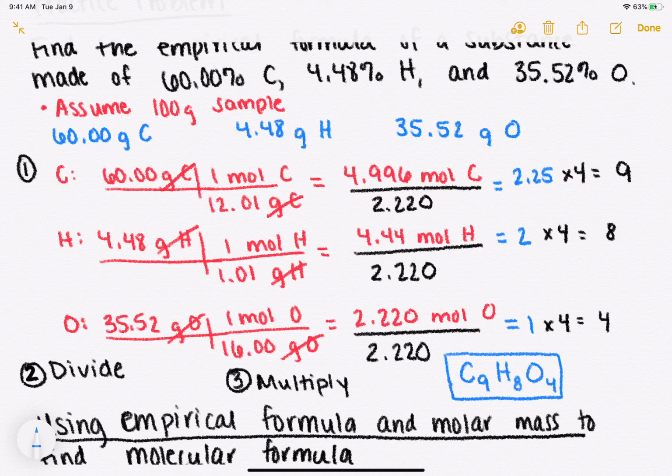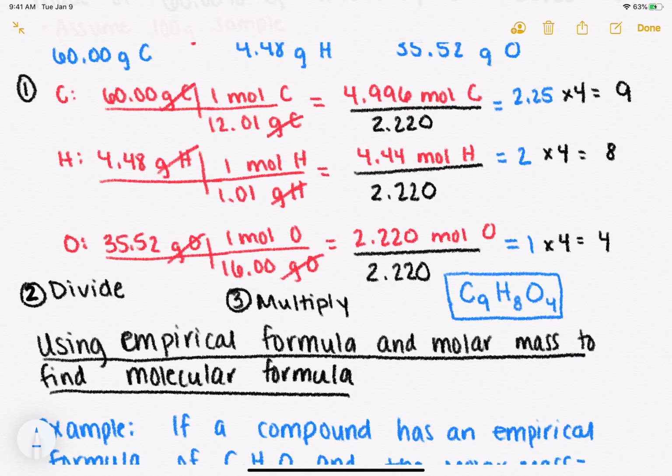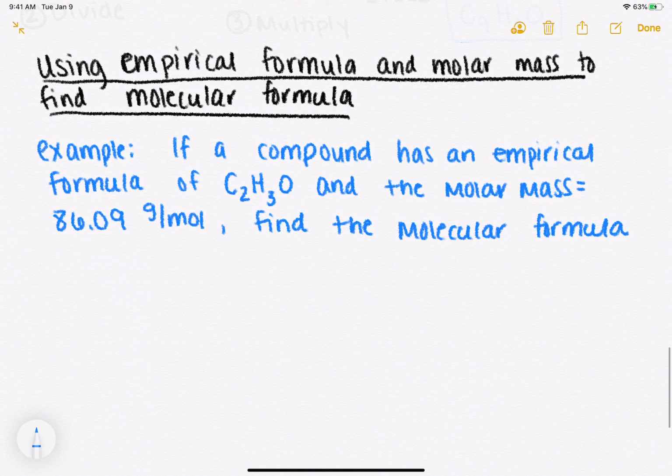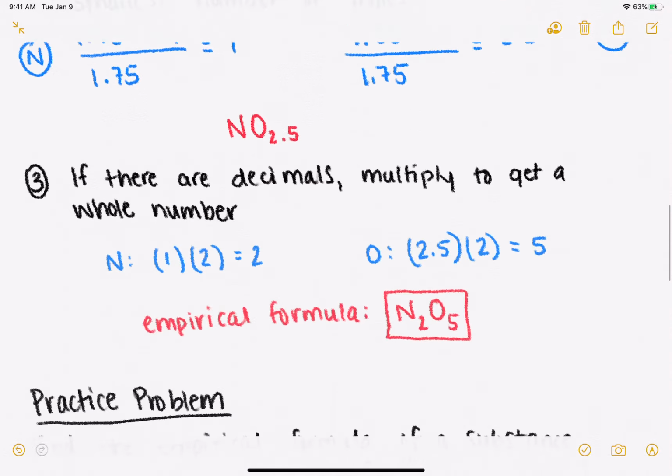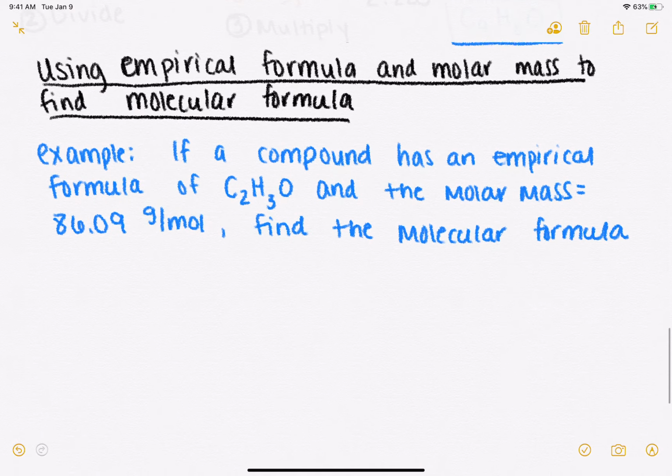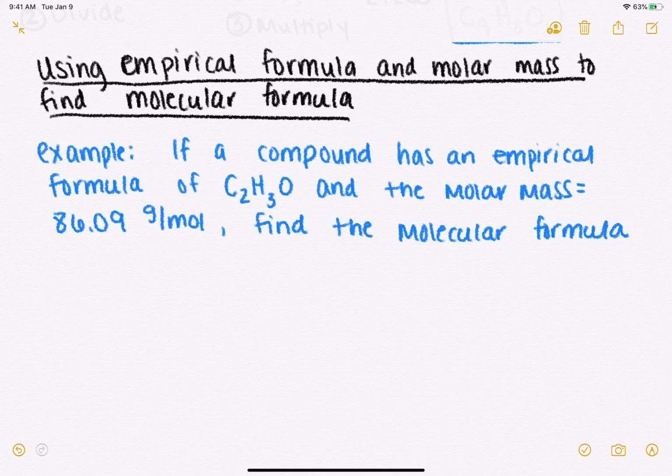Okay, so why is the empirical formula important when, of course, the empirical formula doesn't necessarily tell us exactly how many atoms are in a molecule, it just tells us the smallest whole number ratios? Well, if you know the molar mass of a molecule, then you can use that along with the empirical formula to find the molecular formula. So that's what we're going to do next. So we're going to use the empirical formula along with the molar mass to find the molecular formula.